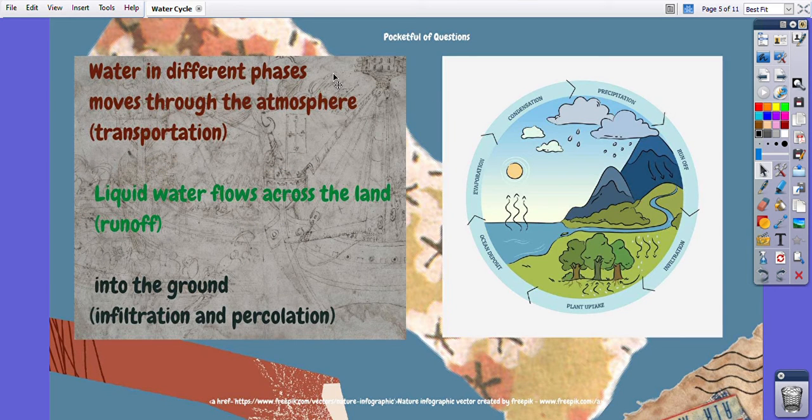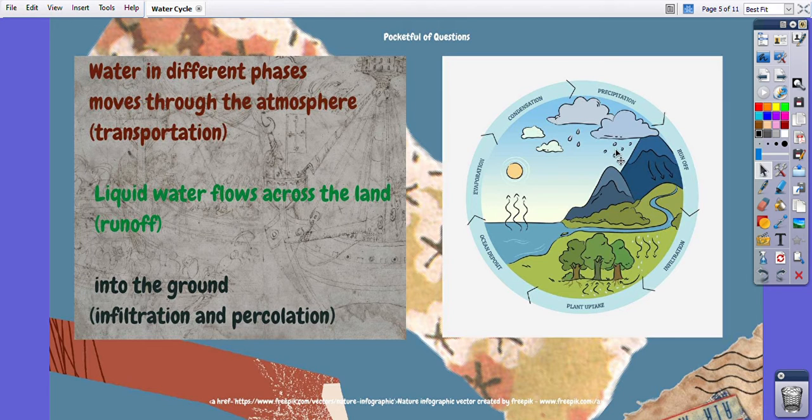Water in different phases moves through the atmosphere. This is called transportation. In other words, look at the diagram: evaporation, condensation and precipitation. This part of the water cycle is called transportation. Now liquid water flows across the land. This is called runoff. And it is absorbed by the ground. This is called infiltration and percolation.